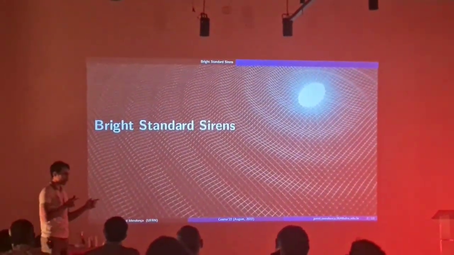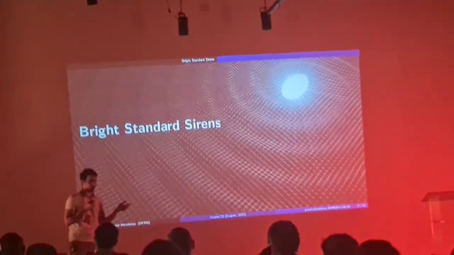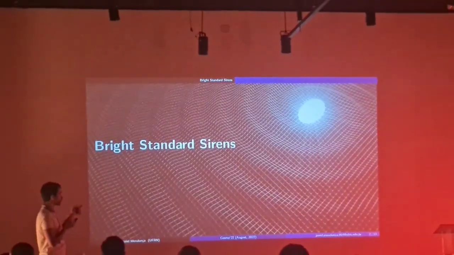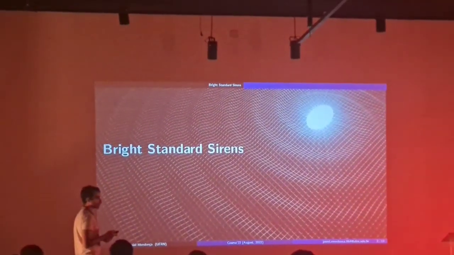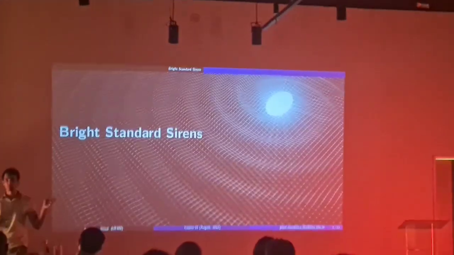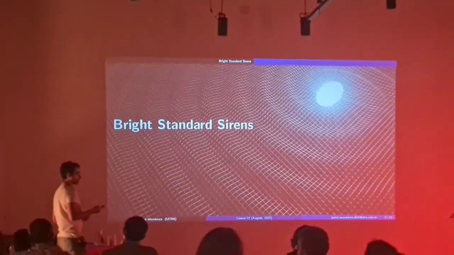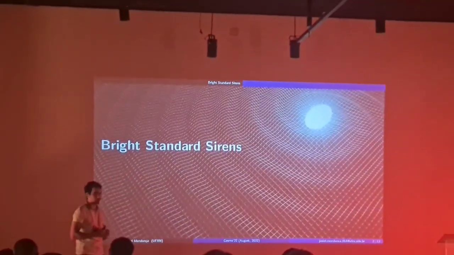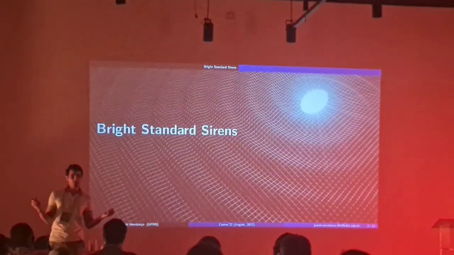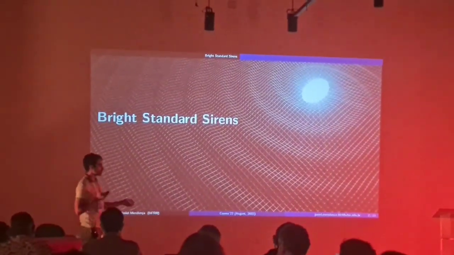But there is a difference between standard sirens. Those that don't have an electromagnetic counterpart are called dark standard sirens, and those that have an electromagnetic counterpart are the bright standard sirens. This comes, for example, from the coalescence of binary neutron stars. Imagine an electromagnetic counterpart: it can be isotropic, like a kilonova, or a beamed electromagnetic counterpart, like a short gamma-ray burst.